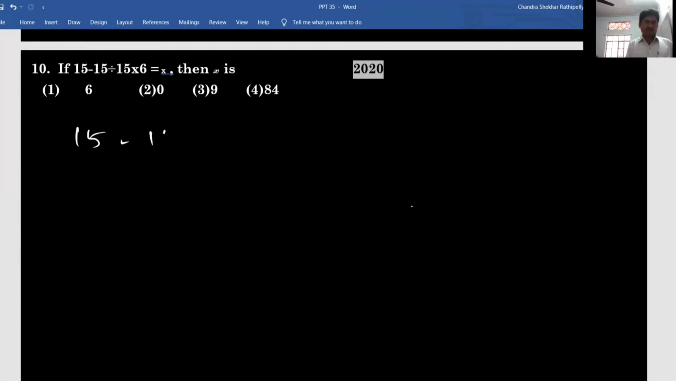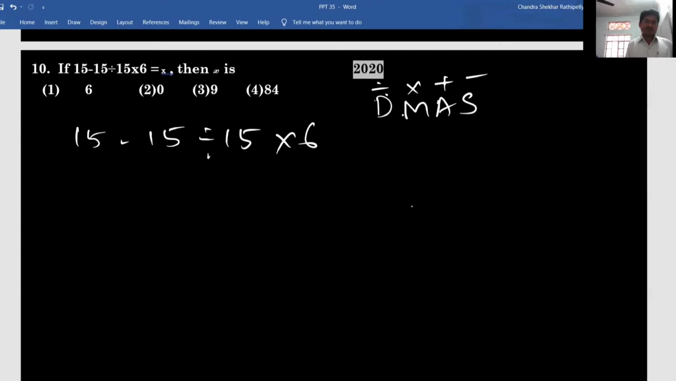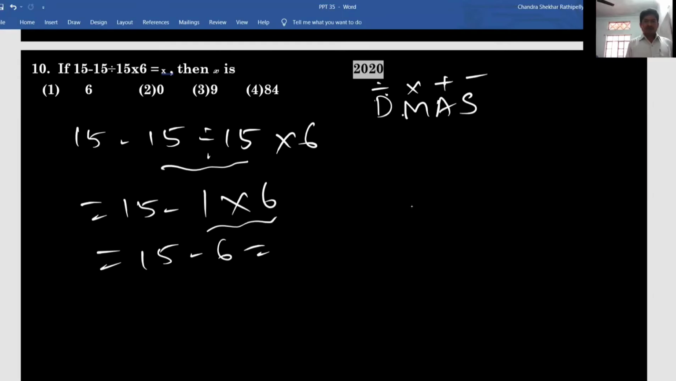15 minus 15 divided by 15 into 6. So children, first we have to follow the DMAS rule. First division, then multiplication, then addition, then subtraction. So first we have to do 15 divided by 15. If a number is divided by itself, we get 1. So 1 into 6. 15 minus 6 is 9, children. So 9, option 3.